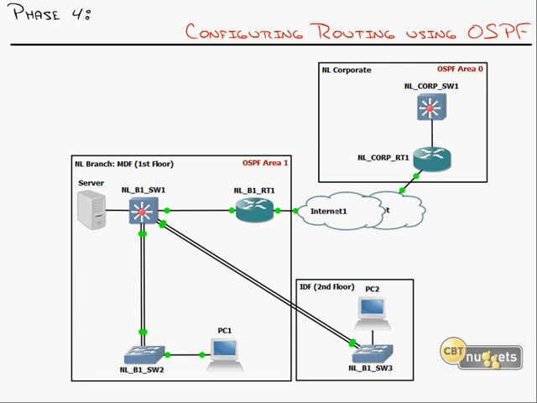All right, it's time to get a little routing going. Configuring routing with OSPF. Now, at this point, let me just hit the high points of where we are. We've got the branch office completely set up. We've got VLANs configured. We've got the switch that is now able to route between all the different VLANs.